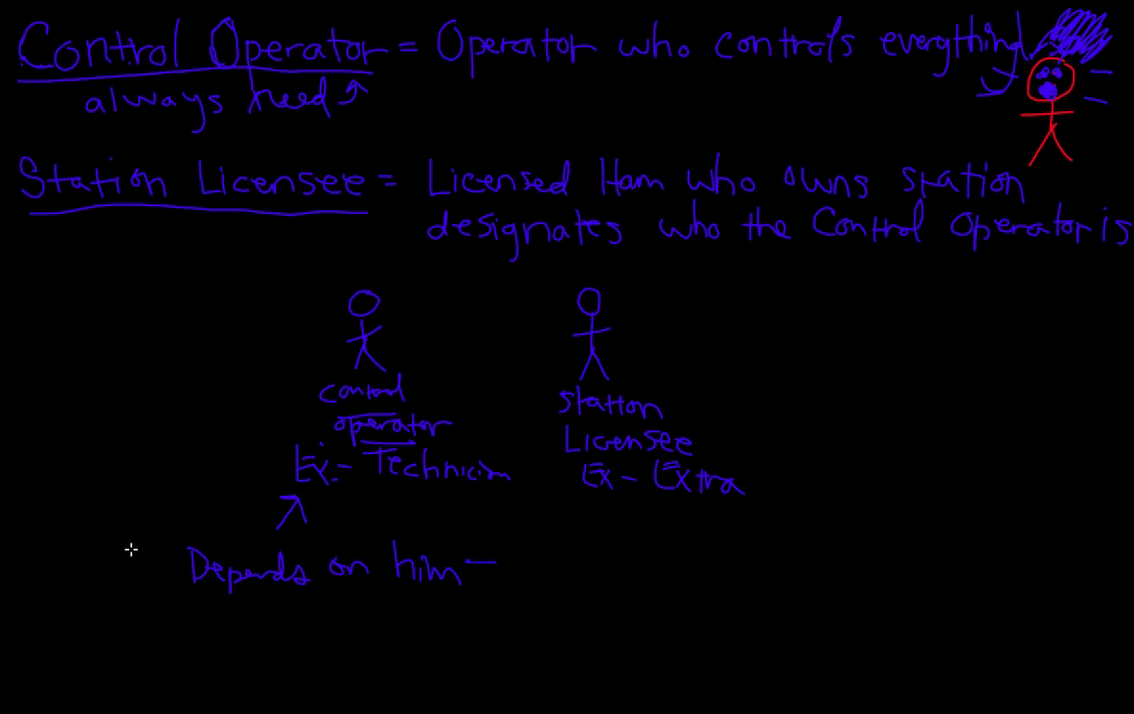And because of this important rule, a technician class control operator cannot operate on extra class segments of the bands. And again, this should be pretty obvious. A technician cannot operate on extra class only frequencies because he's not extra class. A general class cannot operate on extra class because he's not an extra class. You have to stay within your privileges.